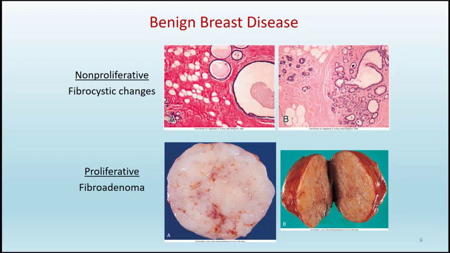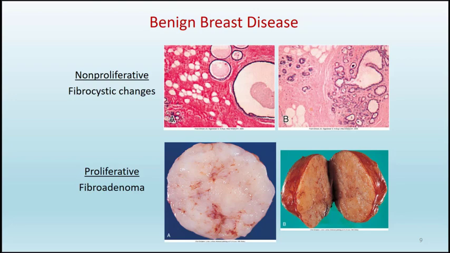Starting with non-proliferative, this is usually referred to as fibrocystic disease. Fibrocystic changes are seen where there are dilated ducts within the breast that are surrounded by collagen, and they can be found in multiple locations throughout the breast. Usually there's no pain associated with them, and there's also no risk of cancer development, but these lumps can be confused with a breast cancer mass, so they can put somebody in panic mode pretty quickly.